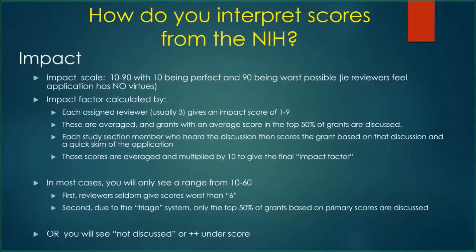Now, the thing that you have to understand about NIH, which is a little backwards from other scoring paradigms, is that a 1 is good and a 9 is bad. And the actual number you will see is on a 10 to 90 scale. So once the reviewers have reviewed your grant, they're going to give it a score from 1 to 9. What NIH does is that each assigned reviewer gives an impact score of 1 to 9. First, each assigned reviewer gives the grant a score on 1 to 9.